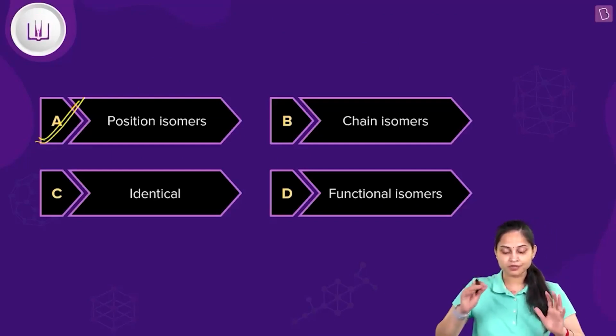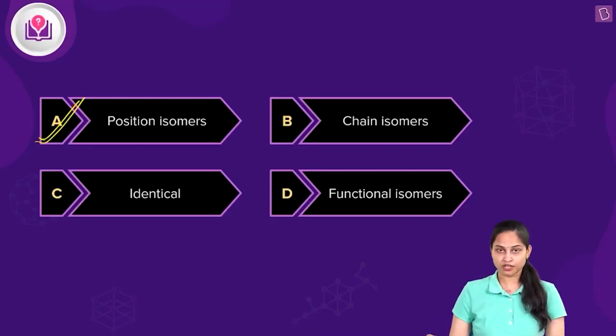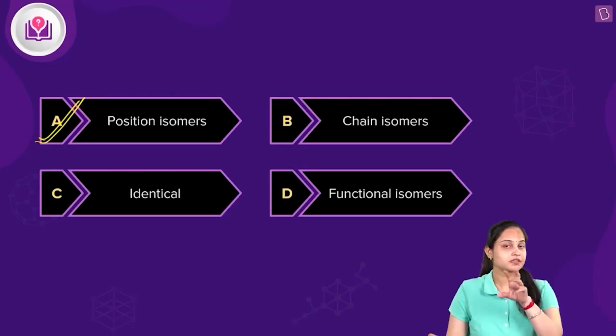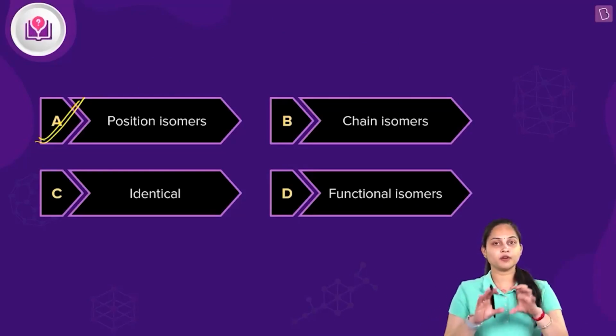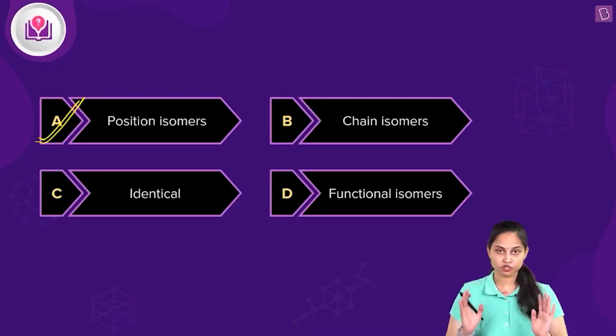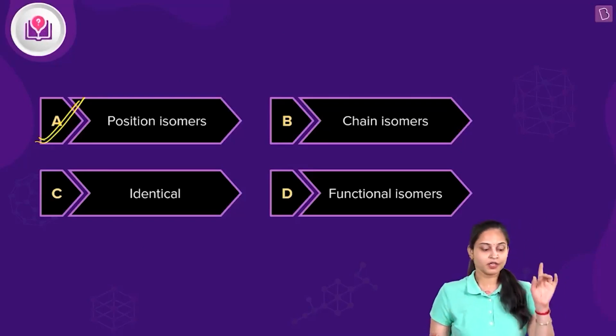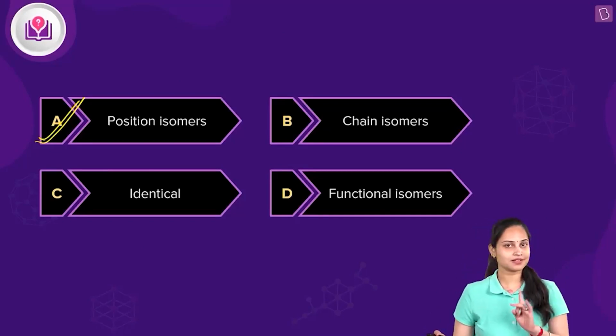Option number A is the absolute right answer. They are not chain isomers, because in chain isomers, the carbon skeleton needs to be different. The number of carbon atoms in the main parent chain needs to be different. They are not functional isomers, and they are not identical. Only and only option number A is the right answer to this question.